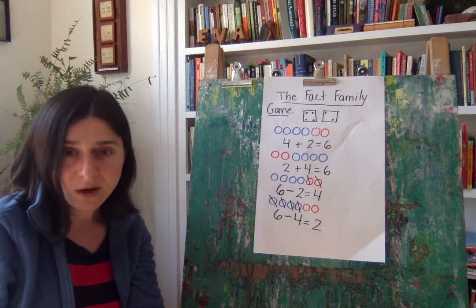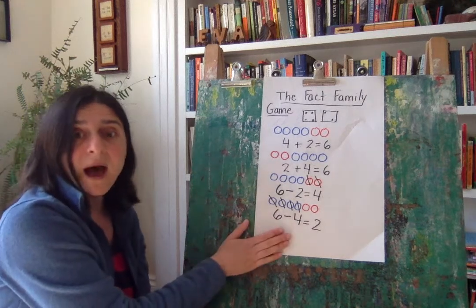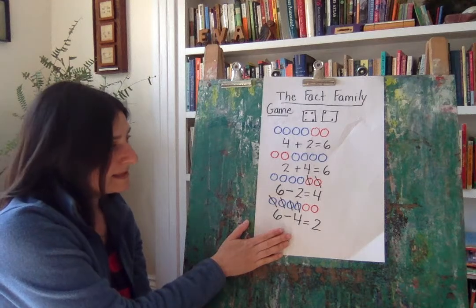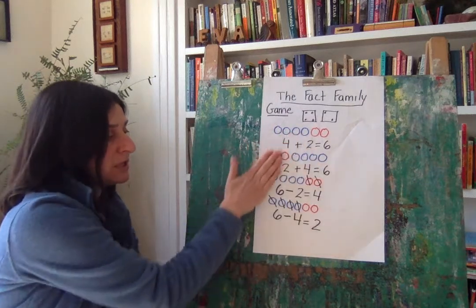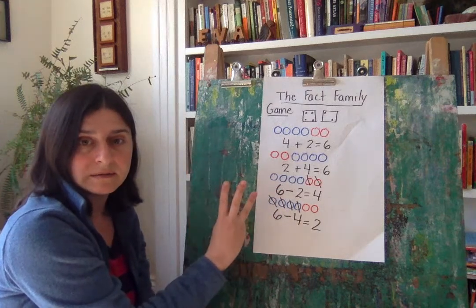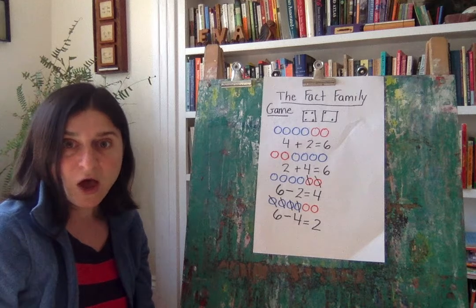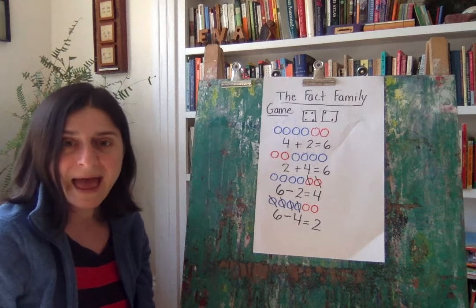So why is this called the fact family game? Well, my friends, a fact family is all the equations you can possibly make with 3 numbers, okay? With any 3 numbers. That is a fact family. All right, so go ahead and play. Have fun.